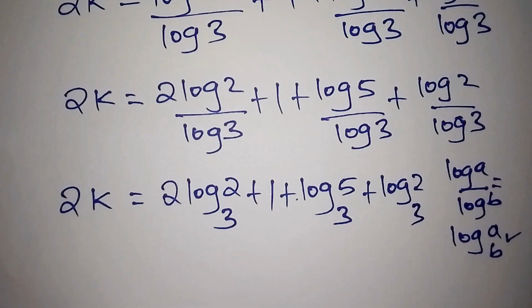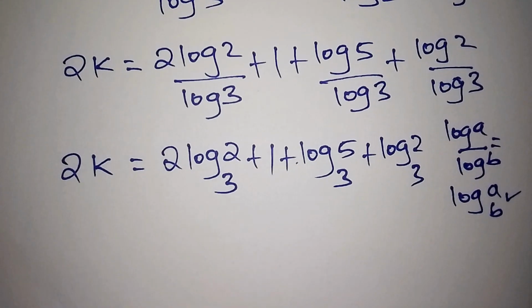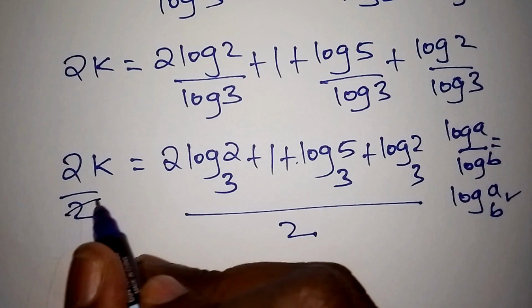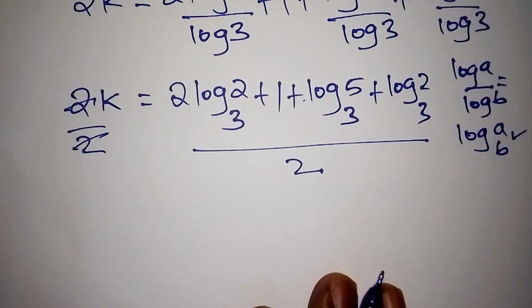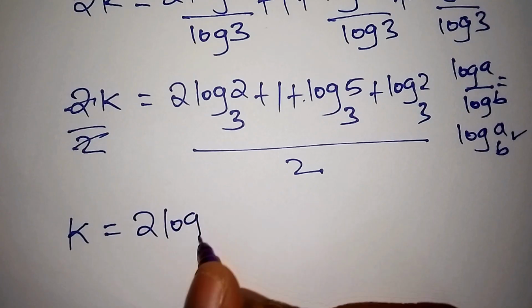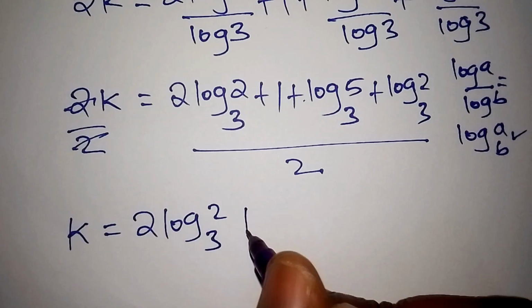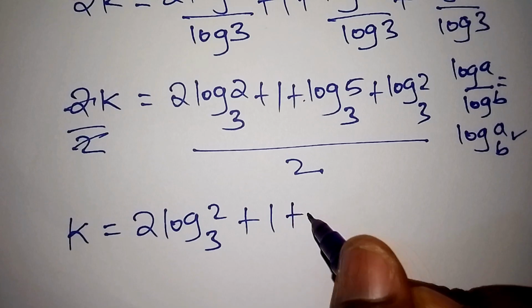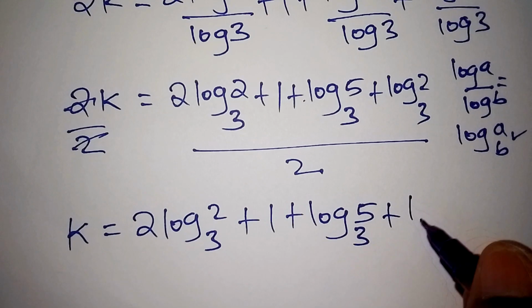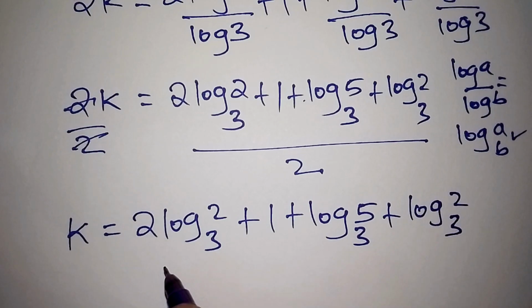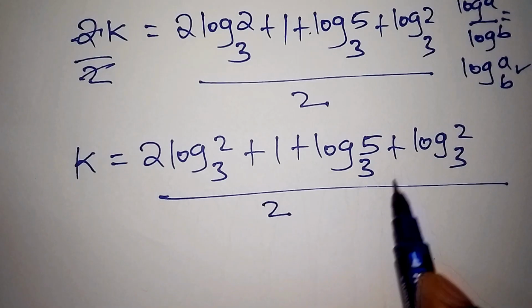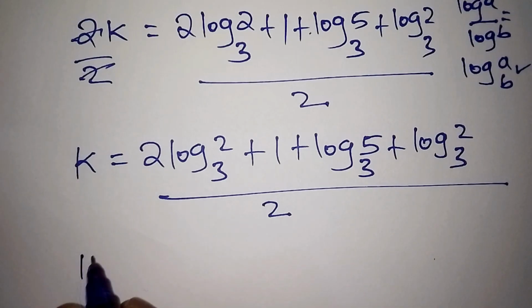Next, we divide both sides by 2 in order to remain with k. So we divide all of this by 2, and the 2 by 2 cancels. So the value for k equals 2 times the log of 2 to the base of 3, plus 1, plus the log of 5 to the base of 3, plus the log of 2 to the base of 3, all of this divided by 2.